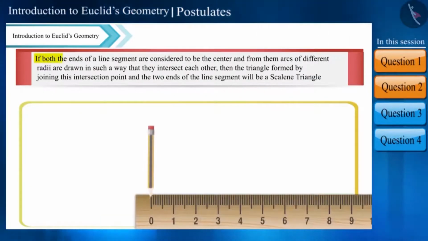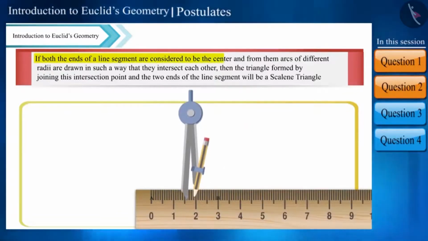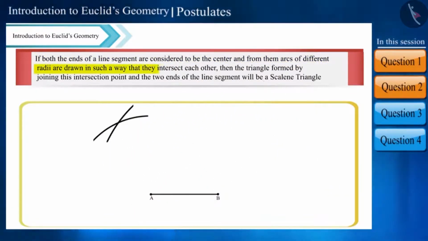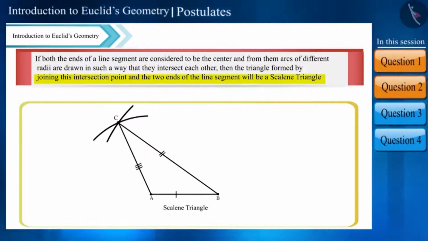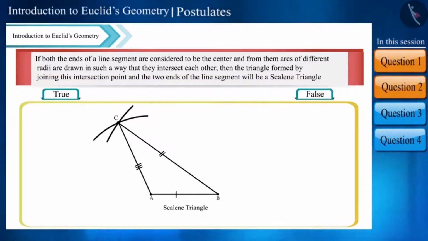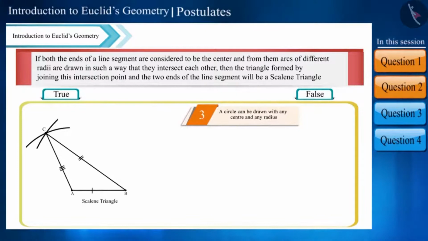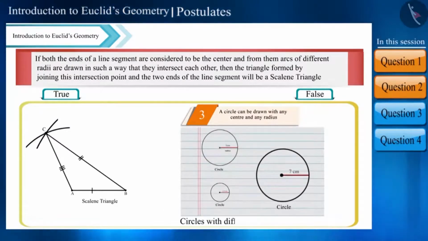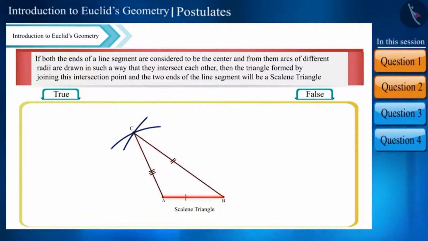If both the ends of a line segment are considered to be the center, and from them arcs of different radii are drawn in such a way that they intersect each other, then the triangle formed by joining this intersection point and the two ends of the line segment will be a scalene triangle. Is this statement true? Friends, according to the third postulate of Euclid, circles made with the same radius but with different centers are equal. This means circles with different radii will not be equal. So, when we drew arcs with different radii, both the lengths were different. And since the three lengths are different, the triangle formed will be a scalene triangle. Therefore, this statement is true.